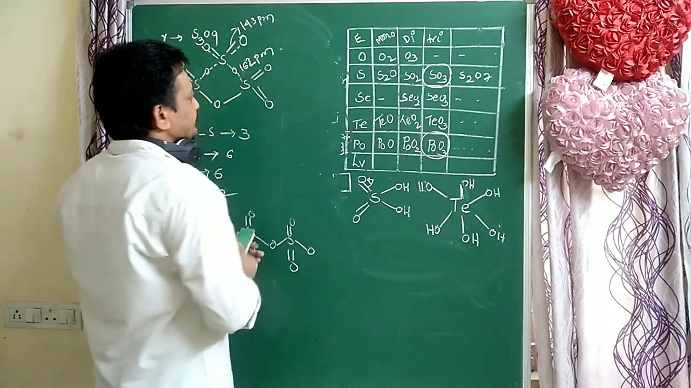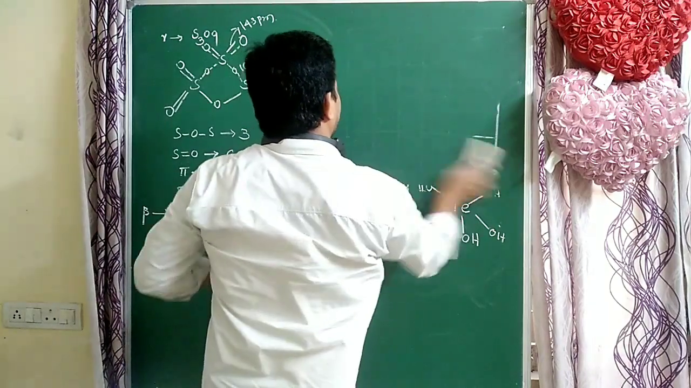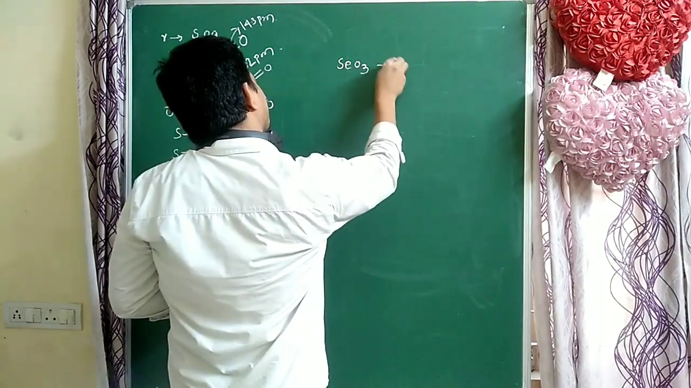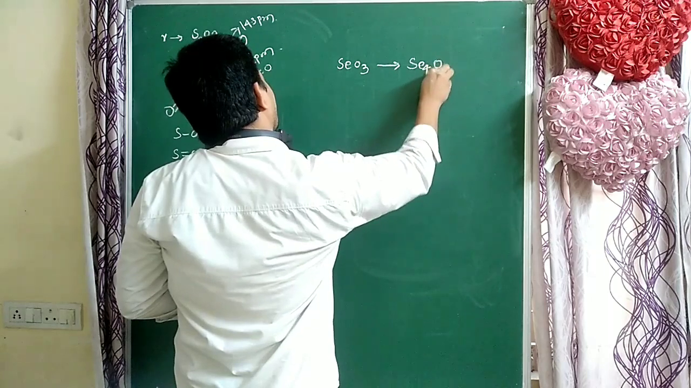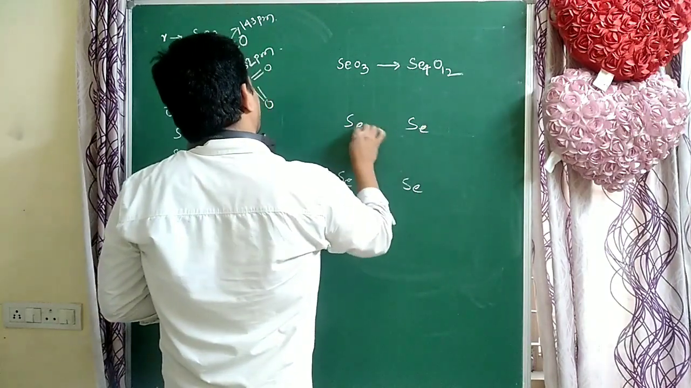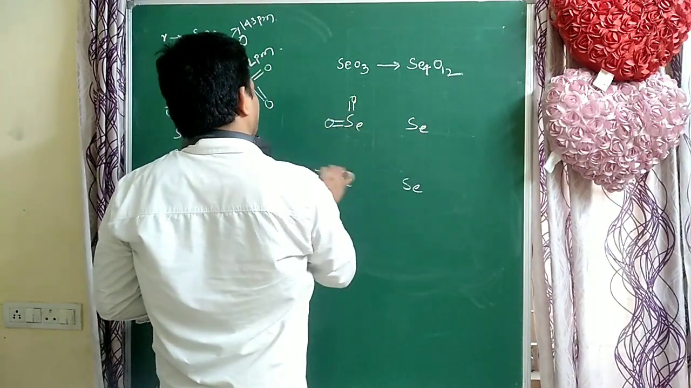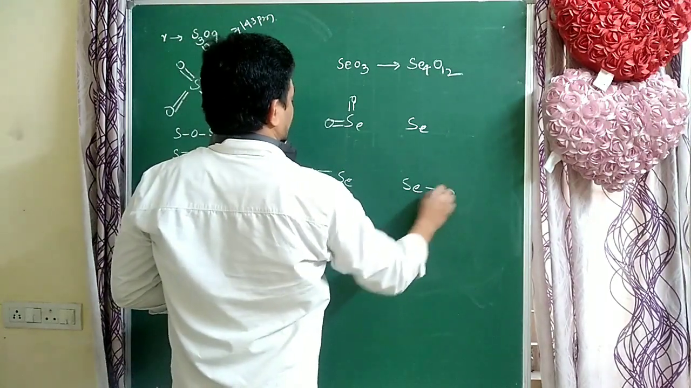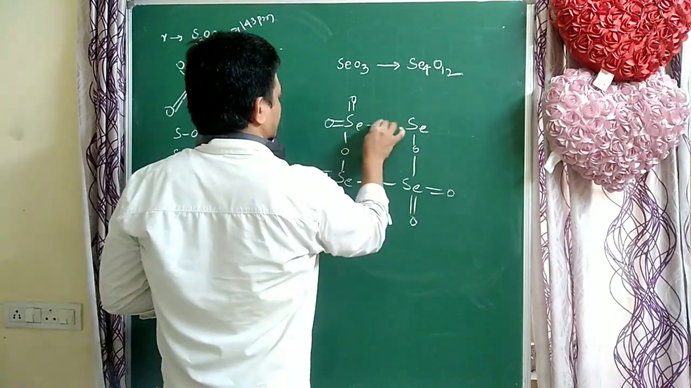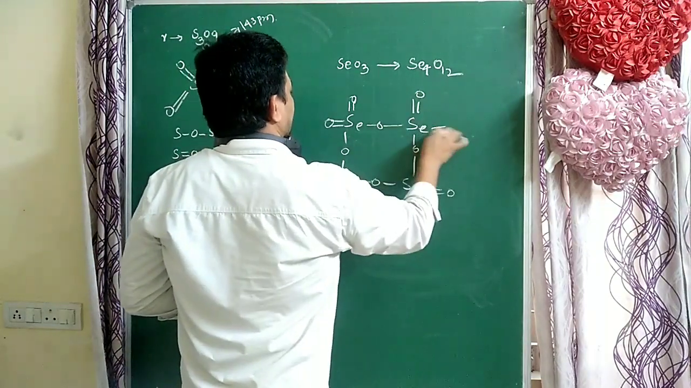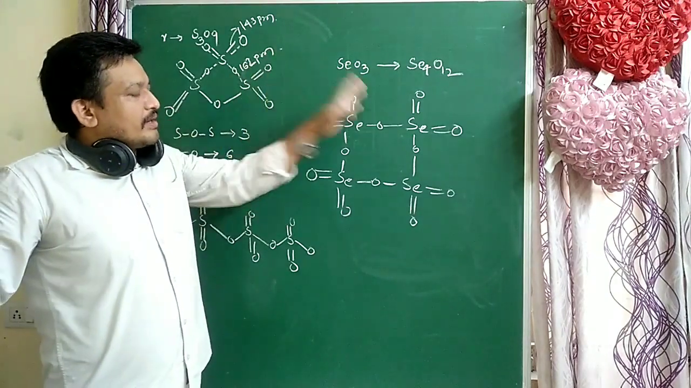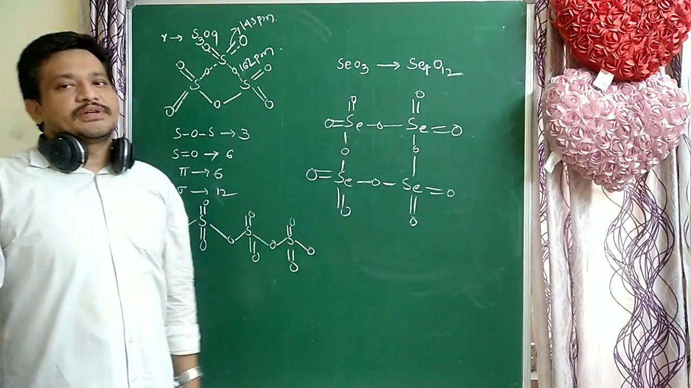In the solid state, SeO3 exists as a cyclic tetramer. This is very, very important.